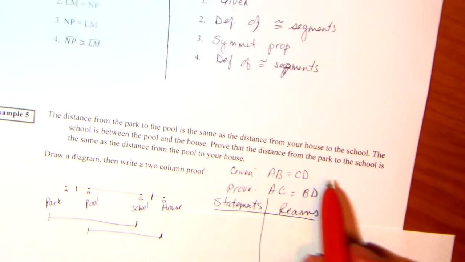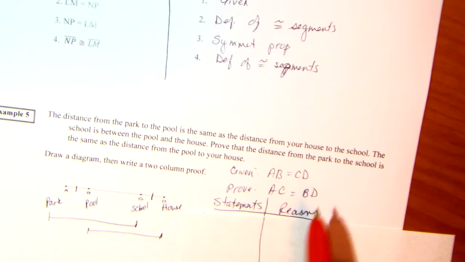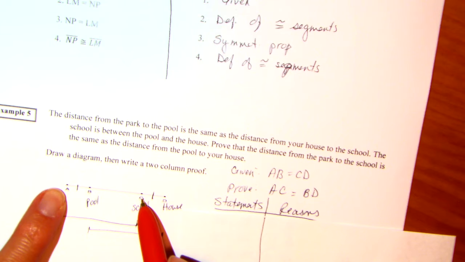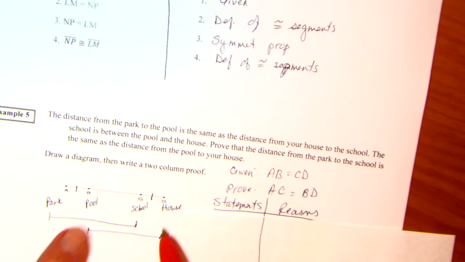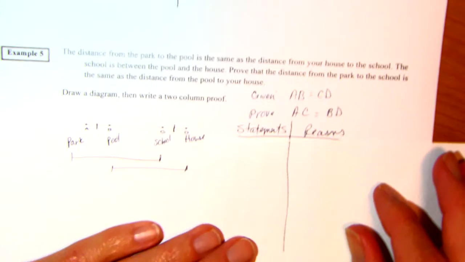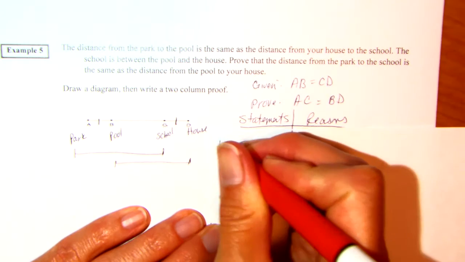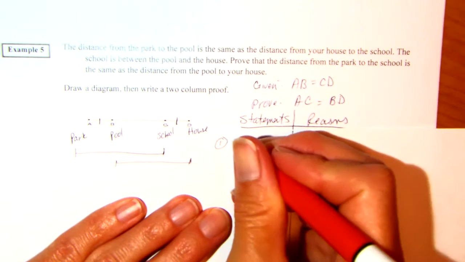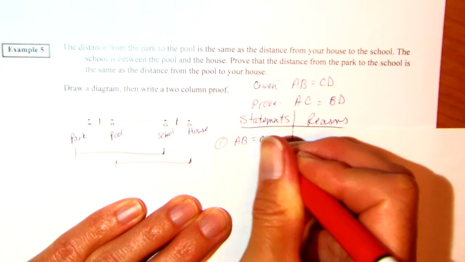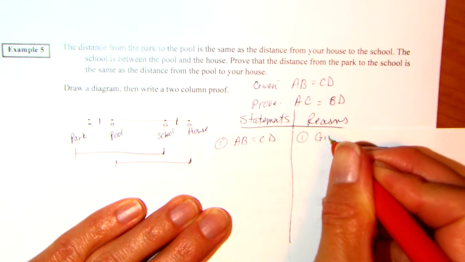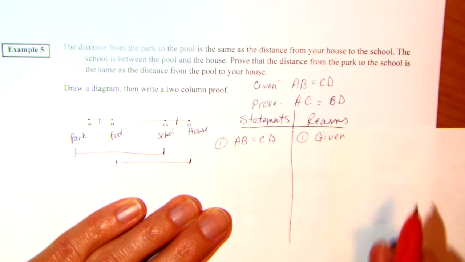Okay, we are given that AB is equal to CD. They tell us that. We want to prove that AC is equal to BD. This is kind of like going backwards from that problem we did prior. So here we go. Number 1. I'm going to write down AB is equal to CD. Well, that's given.